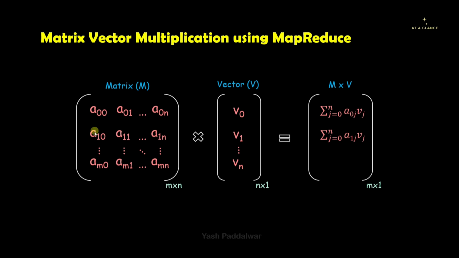For example, a10 will be multiplied with v0, a11 will be multiplied with v1. Similarly, a1n will be multiplied with vn, and whatever set of values we get after multiplication, we are going to add all of them, and that will be the final value located at the first index of the resultant matrix. Similarly, we are going to find all other elements like this.